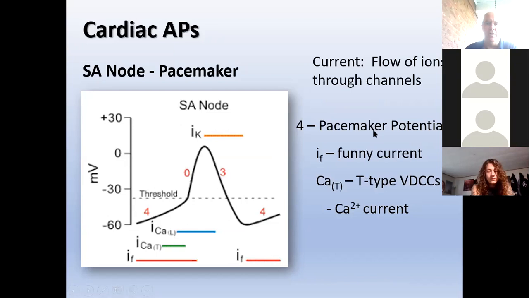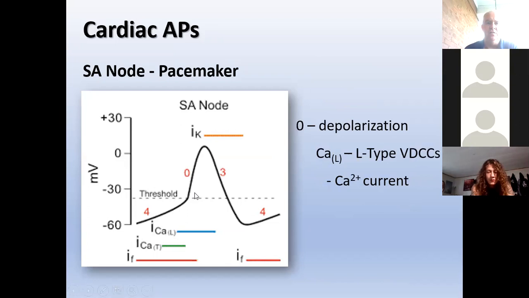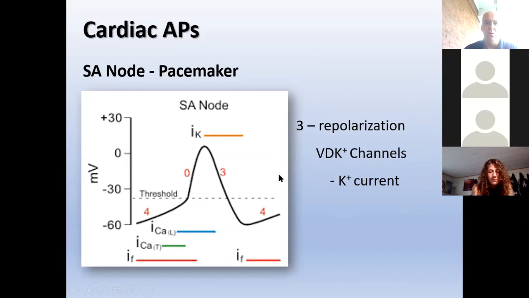Okay, so here the pacemaker potential then is the funny current, and the T-type calcium channels are giving you this slow depolarization. And then the 0 phase depolarization is your L-type current, okay, the long-lasting opening. And again, just like the sodium channel, it's going to inactivate. So then the repolarization is your voltage-dependent potassium channels, which gives you a potassium current. Okay, any questions about that?